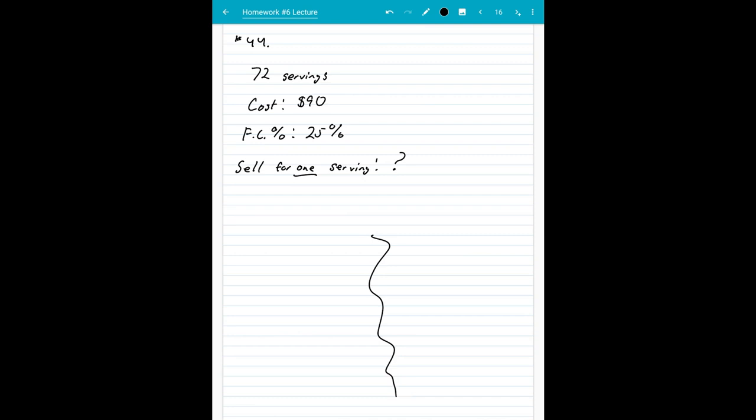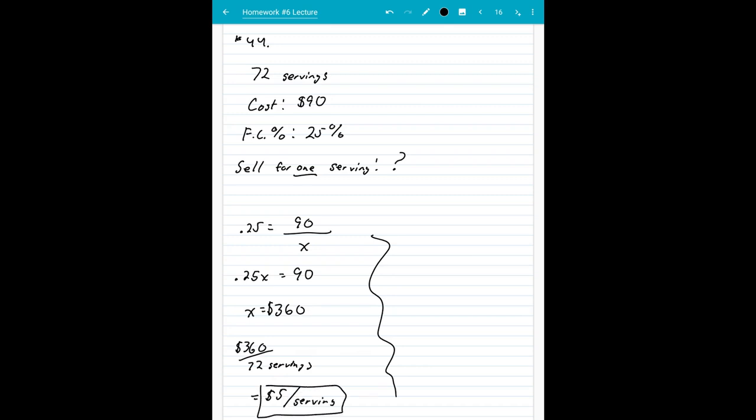So if the cost is $90, your food cost you want to be 25%, 0.25. The cost is $90. How much do you sell it for? Cross multiply. Gives you 0.25x equals 90. Then you go ahead and divide it out. 90 divided by 0.25 gives you x equals $360. Now remember, that's how much you would sell the entire recipe for, not per serving. So you have to do 360 divided by 72 servings. 360 divided by 72 ends up giving you $5 per serving.